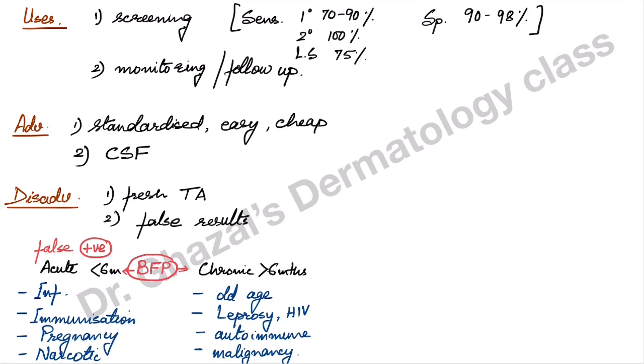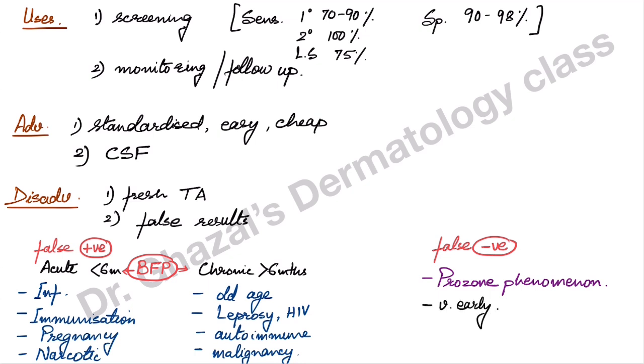Now there can even be false negative results. One of the most important causes is the prozone phenomenon. The other cause, where the patient has the infection but still the VDRL comes negative, is that VDRL takes about 4 to 6 weeks after getting the infection to turn positive. So if you test the patient very early in the disease, like before 4 weeks, it may come out negative.